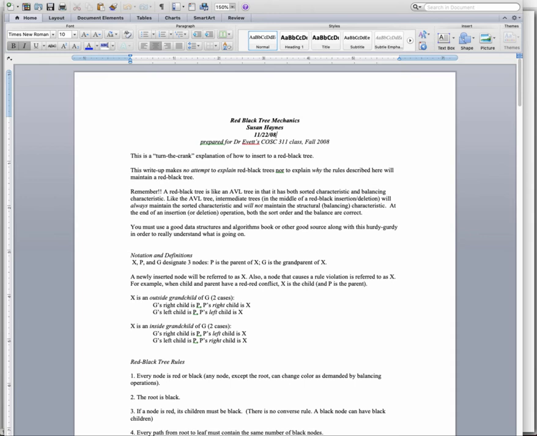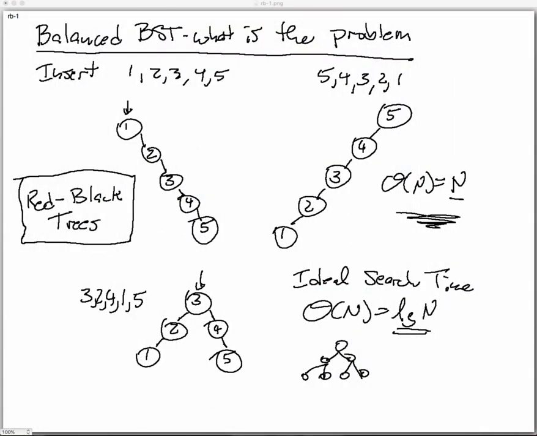Now, there is some notation that we have to get used to here. So what I'm going to do is I'm going to pull this away, and I'm going to come over here. Just give me one moment.